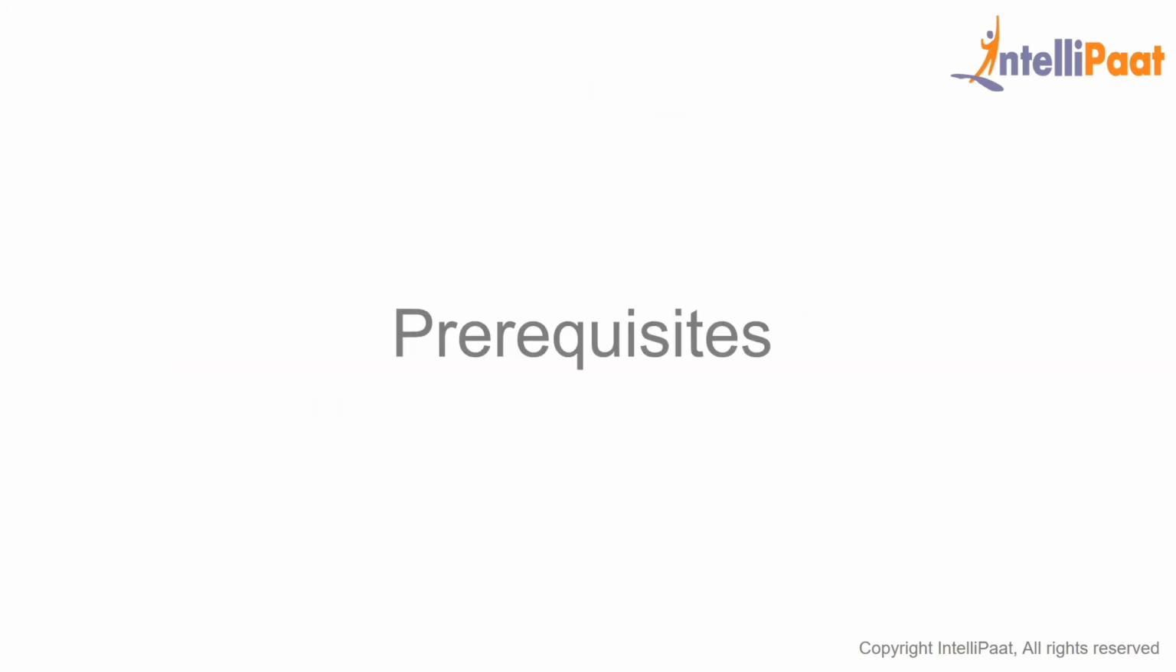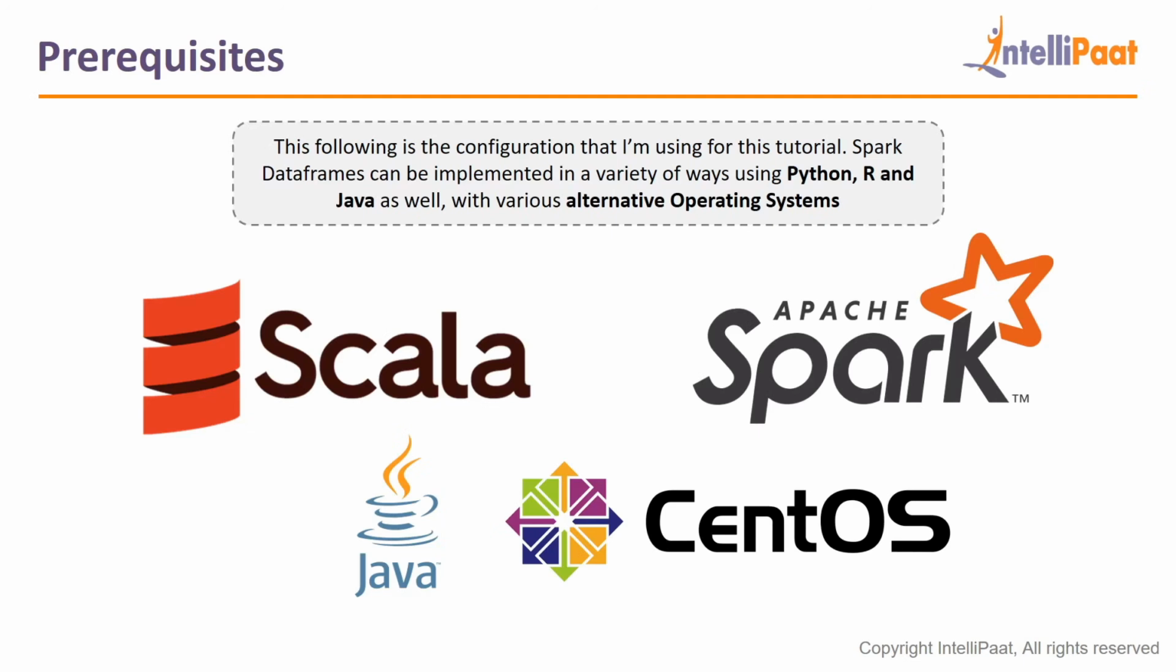So the prerequisites that we have for the configuration that I'm using are Scala, Java, and a CentOS operating system with Apache Spark installed. The key ingredients that are essential to this are Java and Apache Spark, but alternatively, you can use Scala, Python, R as well, depending on the preference that you have, or an alternate operating system for that matter, because there are a lot of operating systems that do support Apache Spark. So this is specifically the configuration that I will be using for my tutorial.